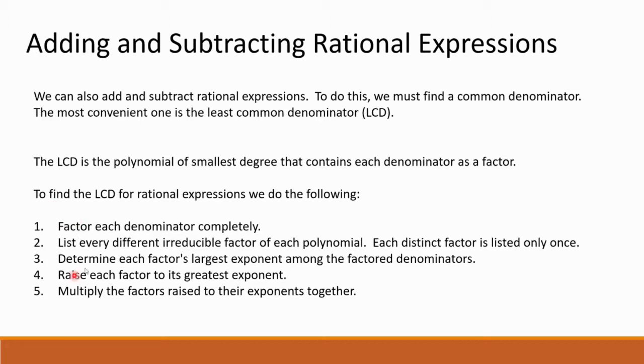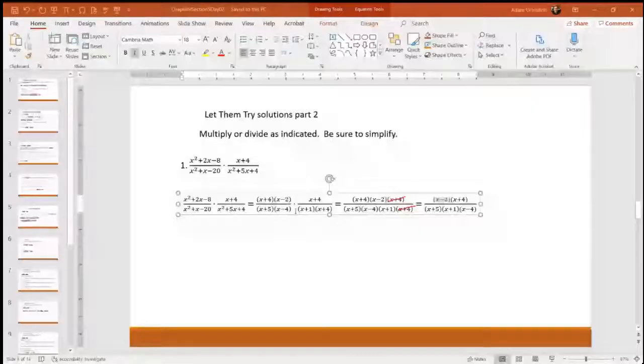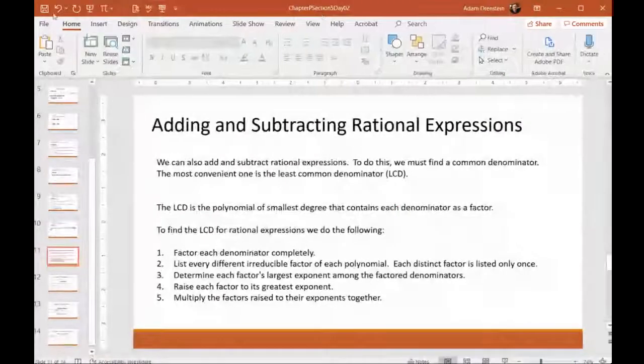How we find it is actually here. Essentially, you're going to factor completely each denominator. For each irreducible factor, you list them. You get the biggest exponent among the denominators that the factor is raised to, raise it to that biggest exponent, and then multiply them together. I know that's probably really confusing, what I'm saying and what I have written here. When we do examples shortly, it will make more sense. I'll stop this recording.